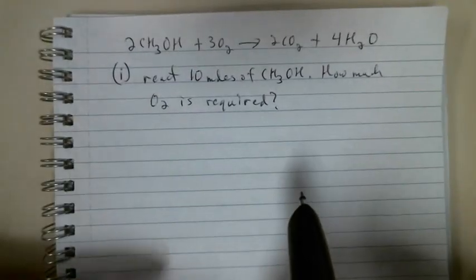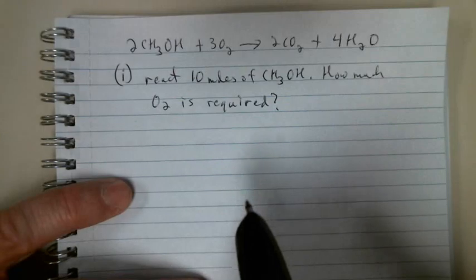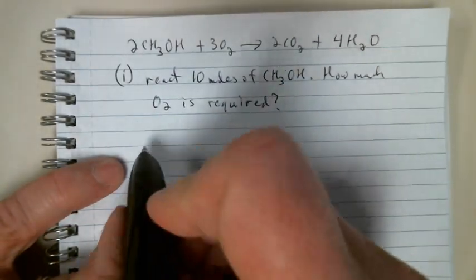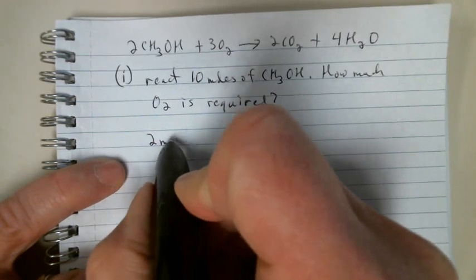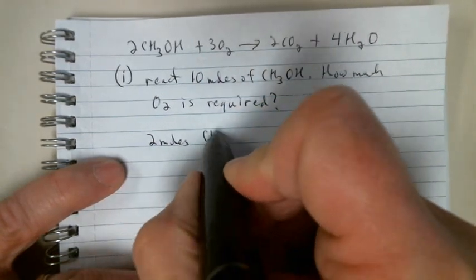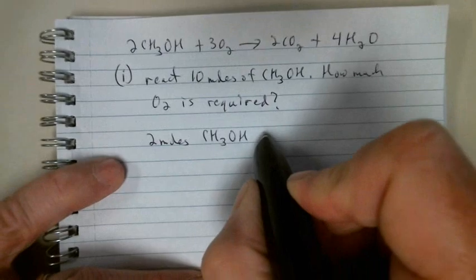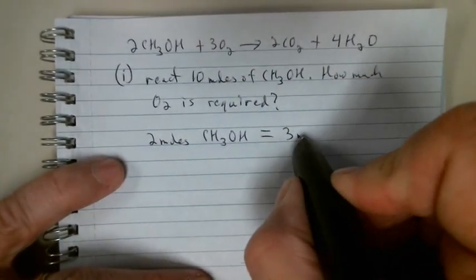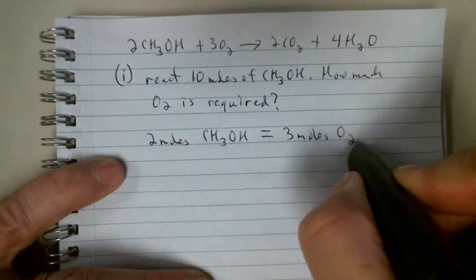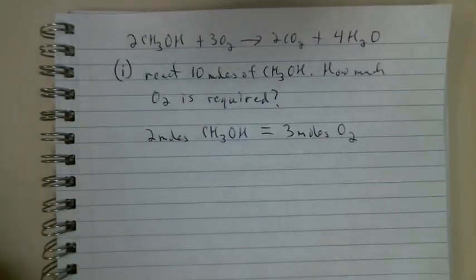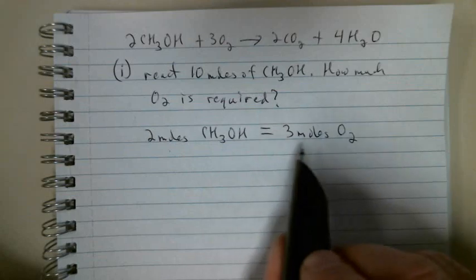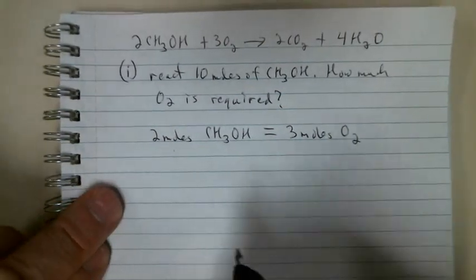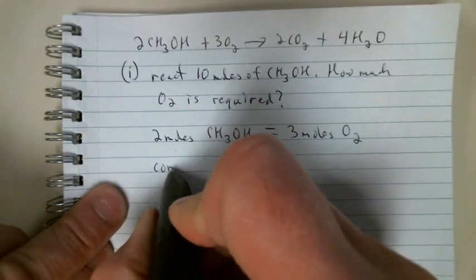All right, so this reaction means that we want a relationship between the methanol and the oxygen. The reaction is stating that 2 moles of methanol are equal to 3 moles of O2, right? That's what the reaction means. 2 moles of this will react with 3 moles of that. So those are equal, and so we can have conversion factors.